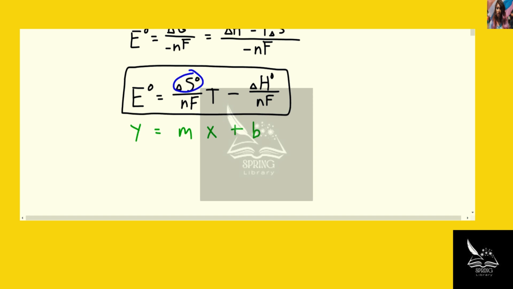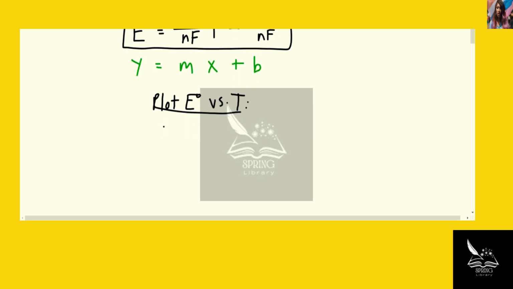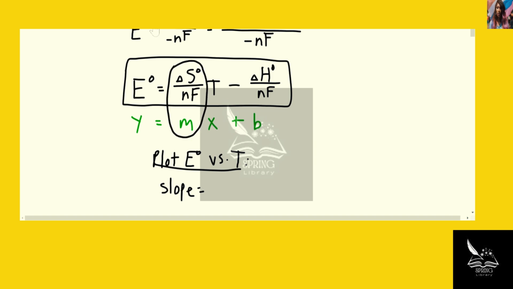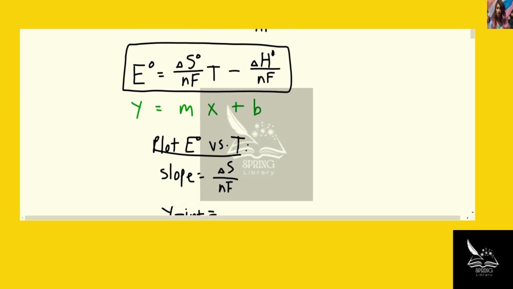For the next part of the question, how we can determine what delta S and delta H are given data for T, which is the independent x variable, and cell potential, which is the dependent y variable, we can see from the equation of the line that if we plot cell potential versus temperature, then the slope is equal to m, so delta S at standard conditions over nF, and the y-intercept of that graph is equal to b, so negative delta H at standard conditions over nF.